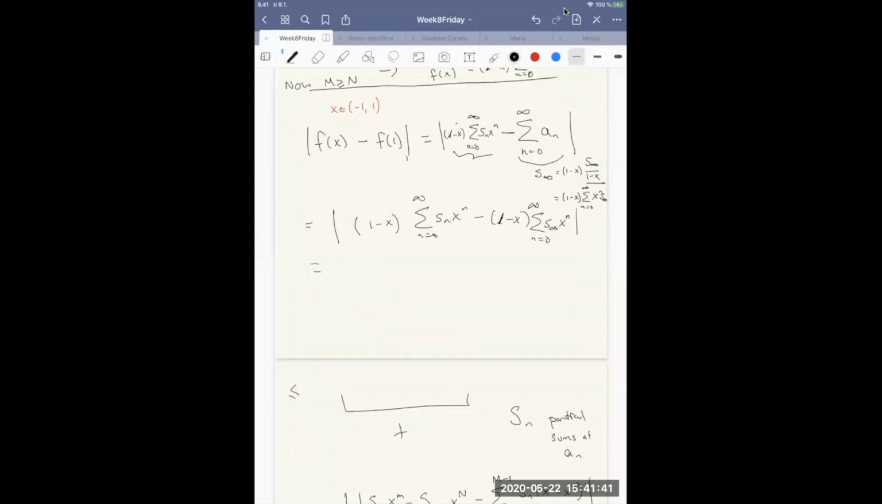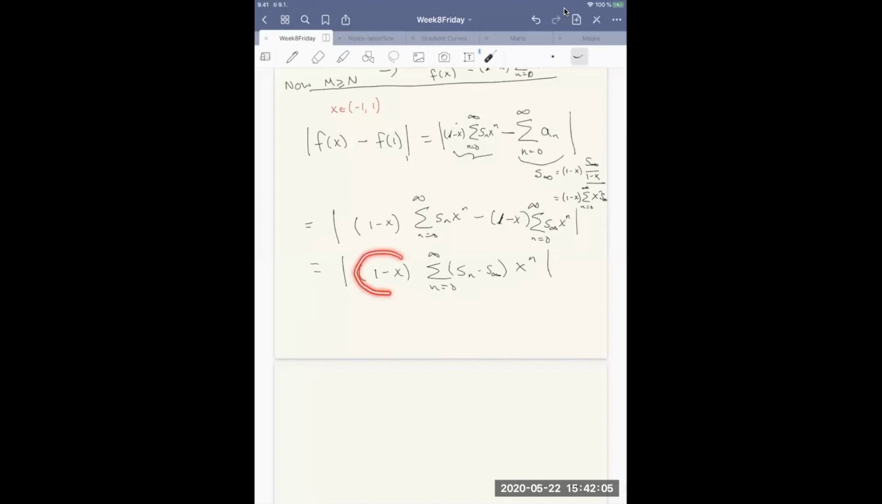Now, these 2 summations look very similar, so we can combine the terms: Sn minus S infinity, x to the n. Now we're in a good setting because this 1 minus x is going to 0 when x is going to 1, and when n is large, this term is small. So let's do 2 estimates. We'll split this sum first into small terms and big terms.